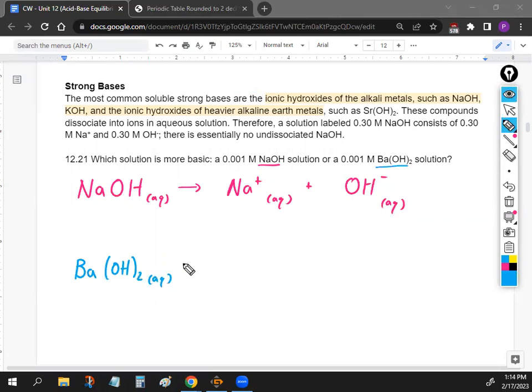It's also aqueous. And then it's going to be Ba2+, the cation. Okay, and then OH minus, right? That's it. Is it? What's wrong with the second one?